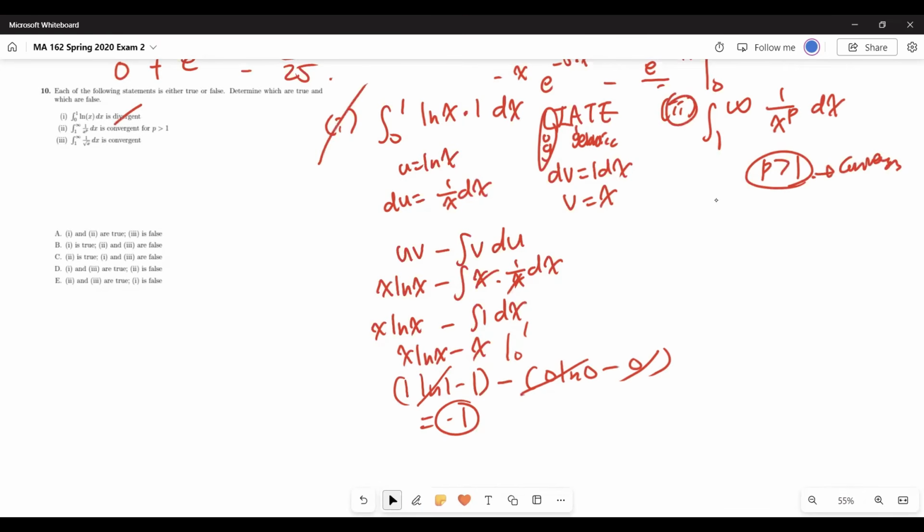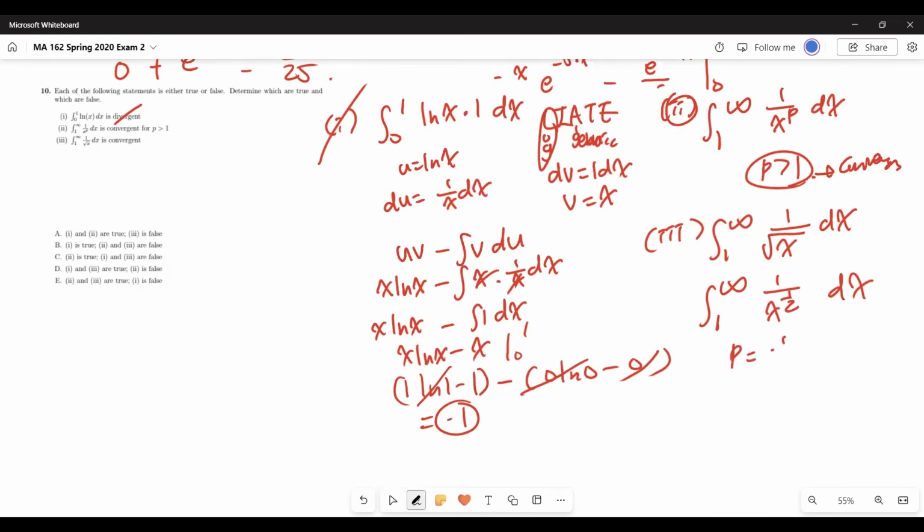And number 3, the integral from 1 to infinity of 1 over x square root of x dx is convergent. That is the integral from 1 to infinity of 1 over x to the 1/2 dx. Since p is 1/2 and p is less than 1, this is going to be divergent. So this is not right. So 1 and 3 are not right, and 2 is right, which is C.